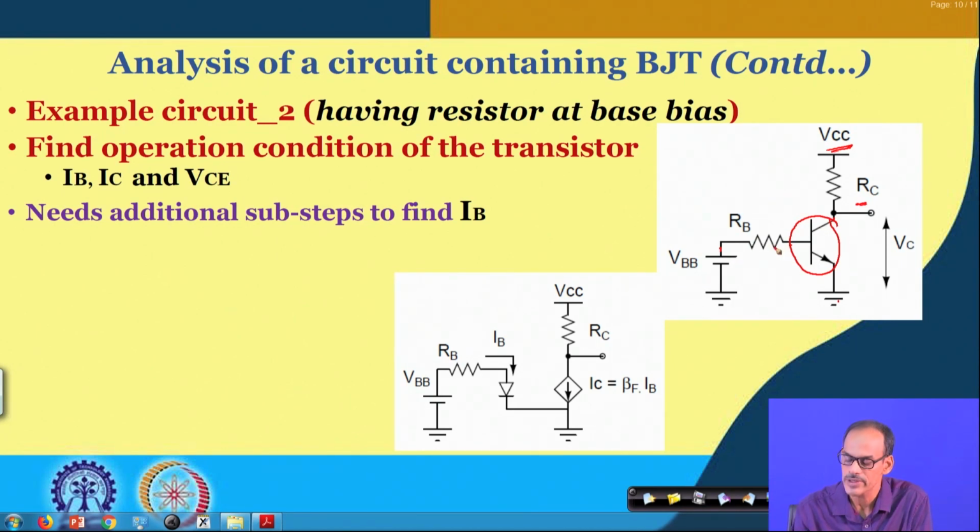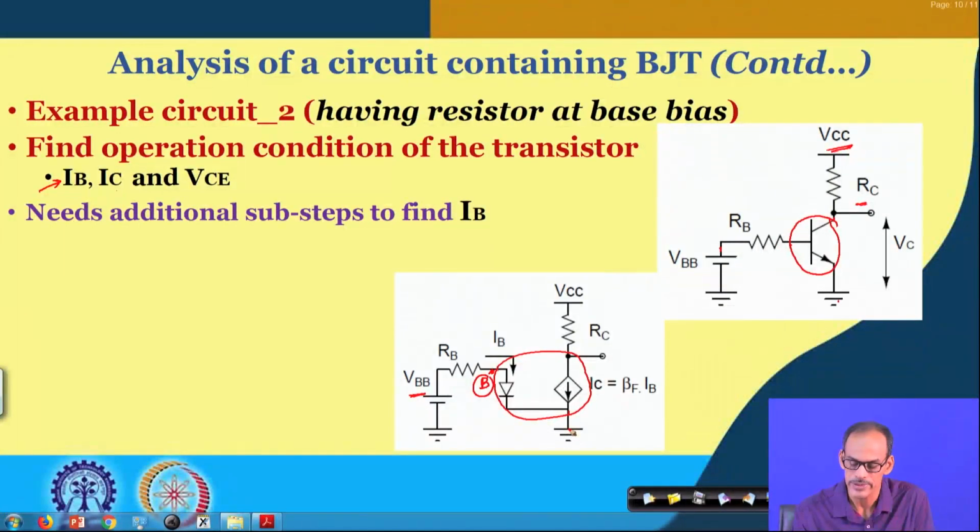We have a resistor here, and in this case, what may be the procedure to find the operating point? Here we need to find the operating point, namely IB, IC, and then VC voltage. But the first step is that we need to find IB. Since this external voltage is not directly coming to the base, this is the equivalent model of the BJT. At the base we are getting a different voltage. Of course, this voltage is a function of VBB, but it is not the same as this one.